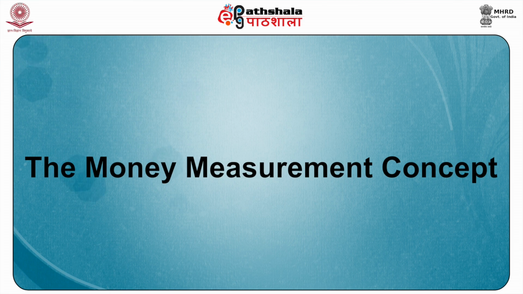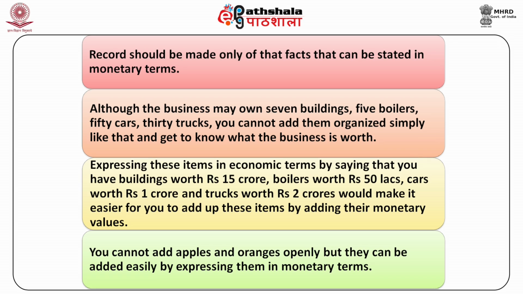Let us understand the money measurement concept. Records should be made only of those facts that can be stated in monetary terms. Although the business may own 7 buildings, 5 boilers, 50 cars, 30 trucks, you cannot add them up simply like that and get to know what the business is worth. Expressing these items in monetary terms by saying that you have buildings worth rupees 15 crore, boilers worth rupees 50 lakhs, cars worth rupees 1 crore and trucks worth rupees 2 crores will make it easier for you to add up these items by adding their monetary values.